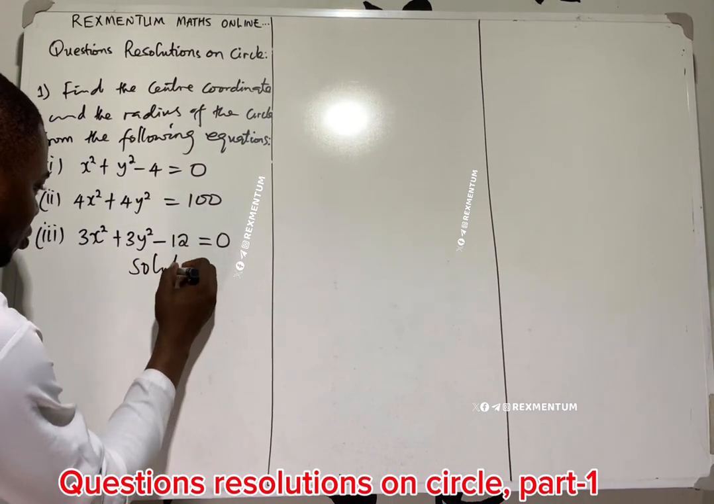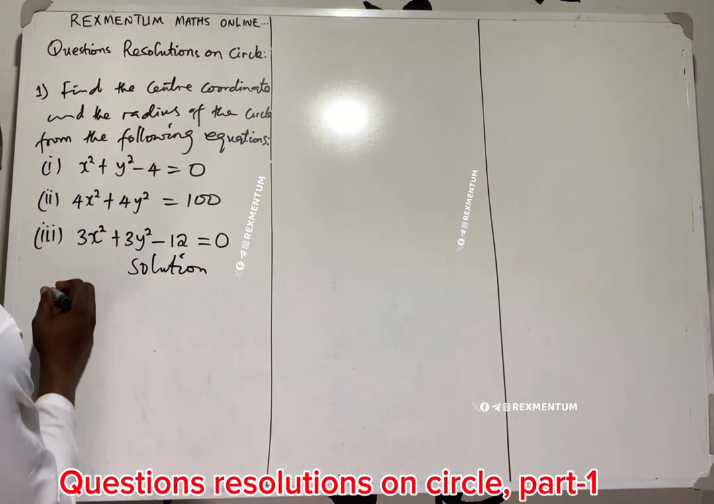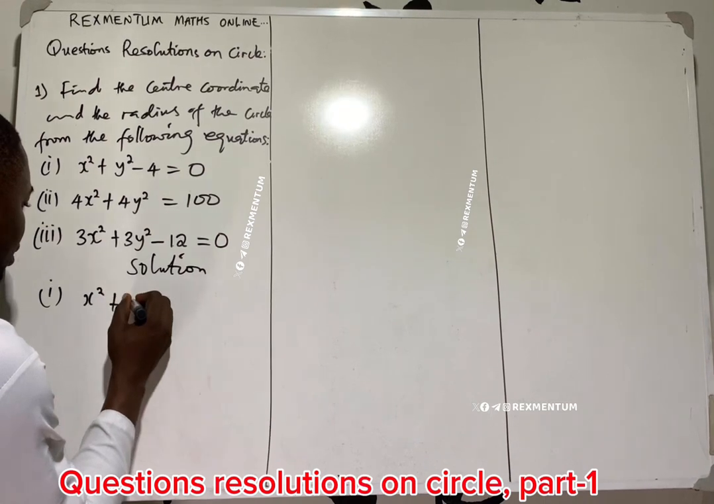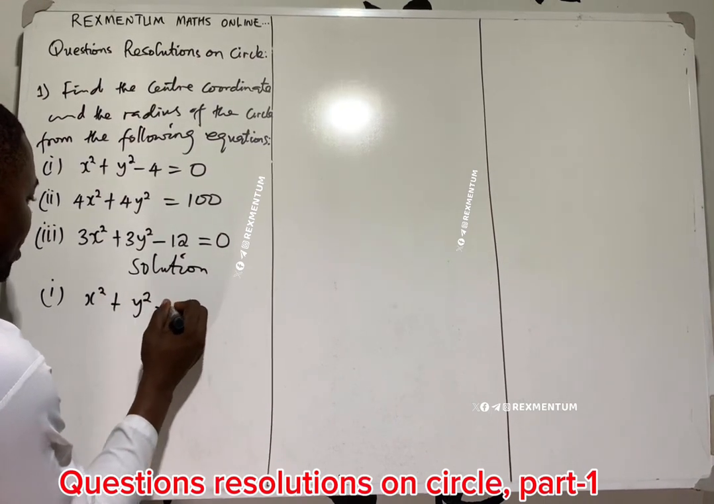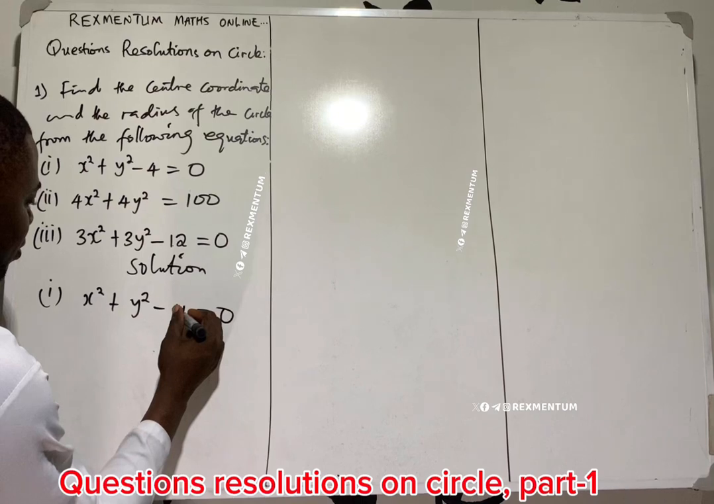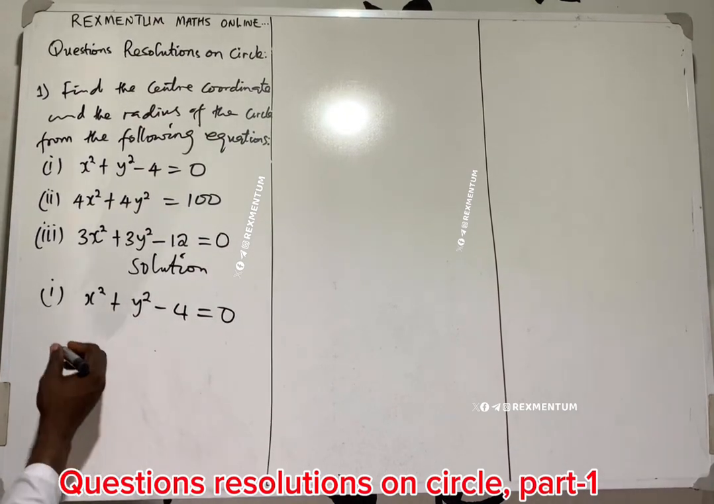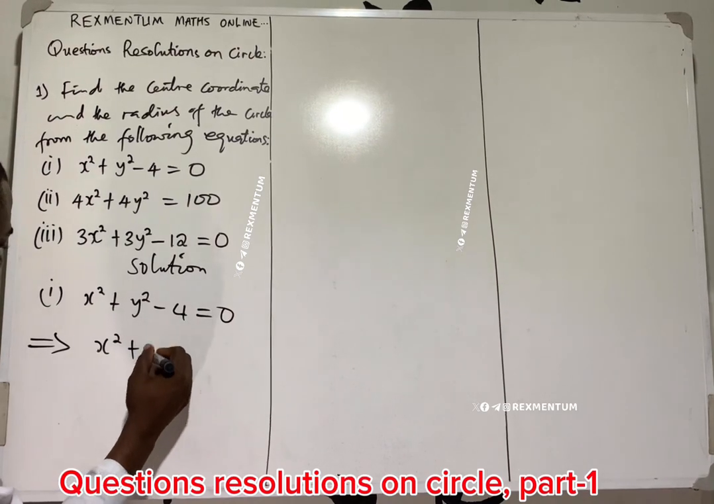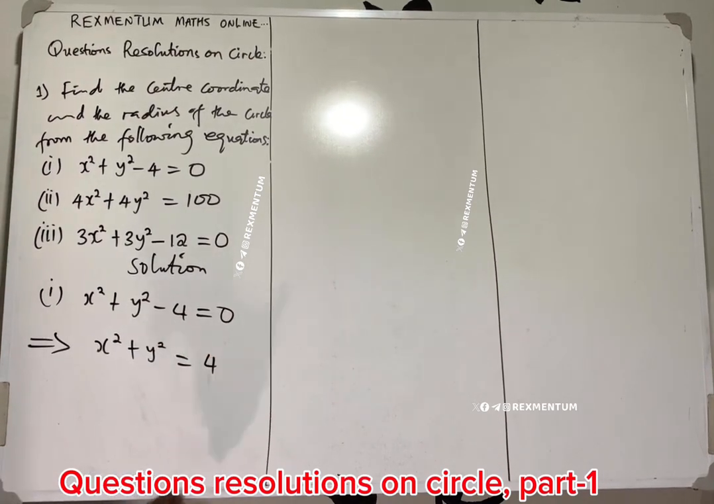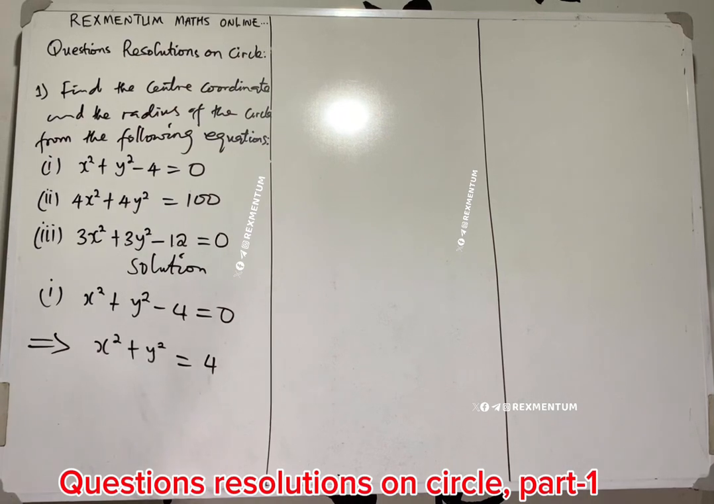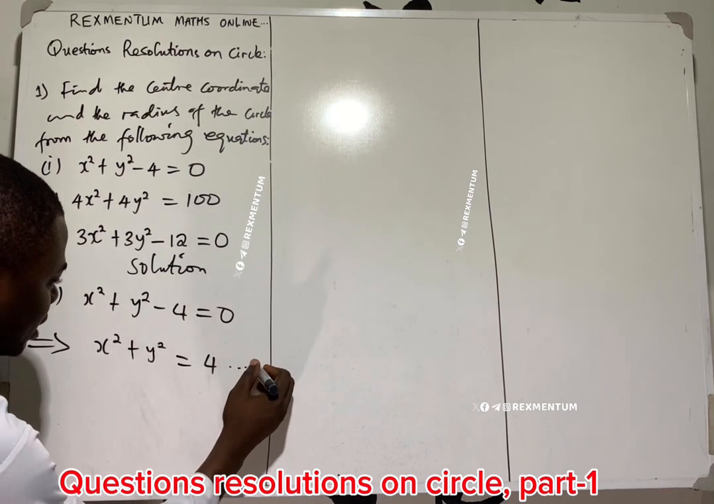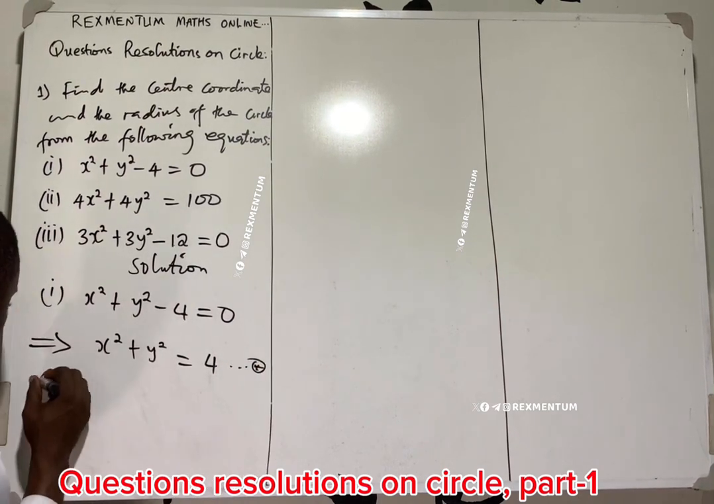Solution. Number 1, you have x squared plus y squared minus 4 equal to 0. This is also the same as x squared plus y squared equal to 4. And you know, the coordinate at the origin is 0, 0. So let me call this equation asterisk.